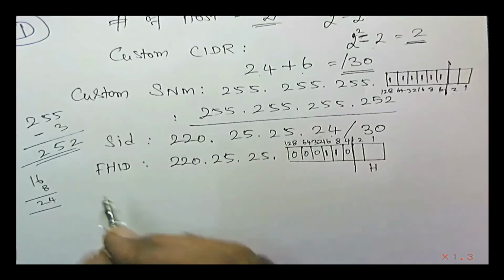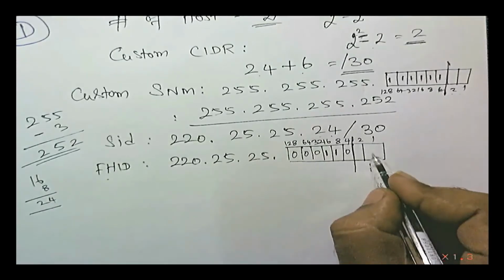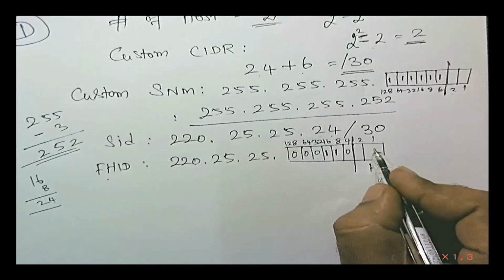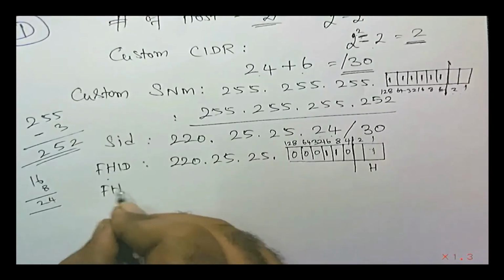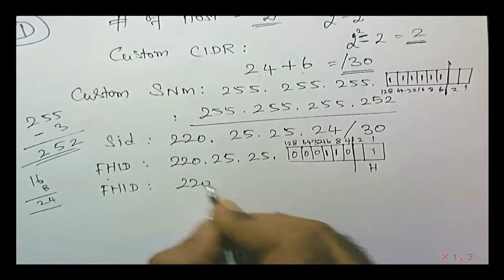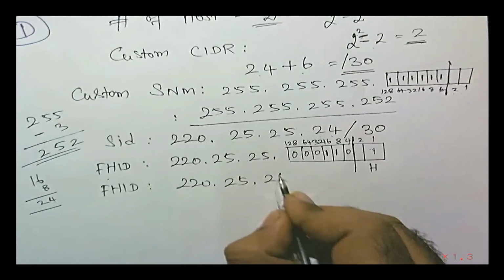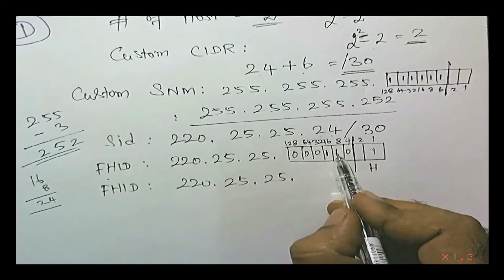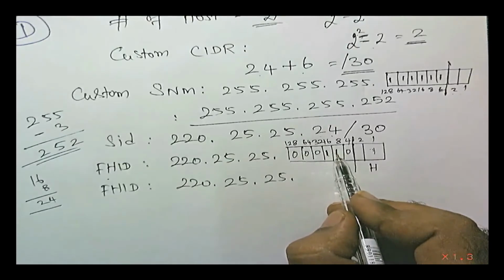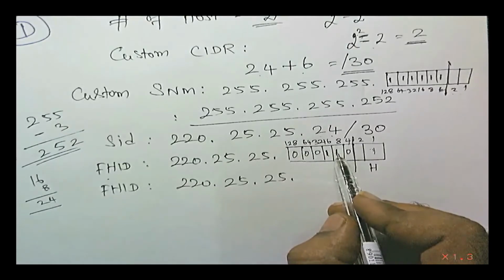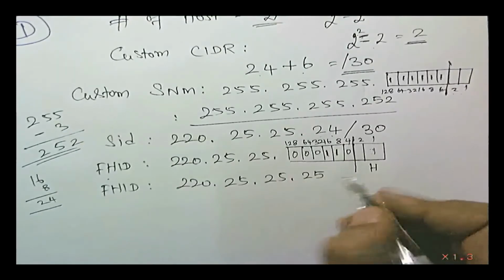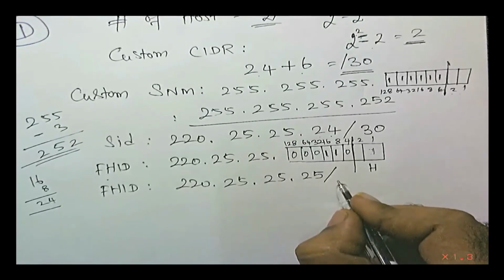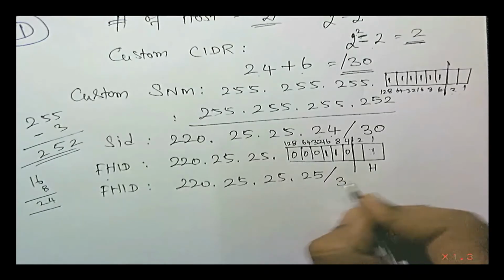Now, what is the first host ID? The formula is we have to make the last bit 1. So if you make the last bit 1, we add 24 plus 1. So the first host ID is 220.25.25. This is already 16 plus 8, 24, so 24 plus 1 is going to be 25. So this is going to be your first host ID. This is /30.